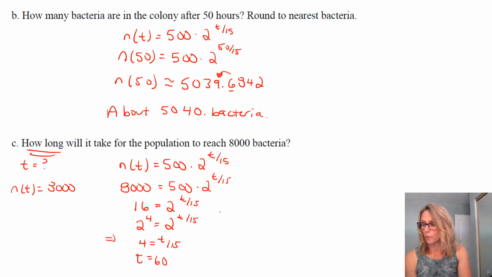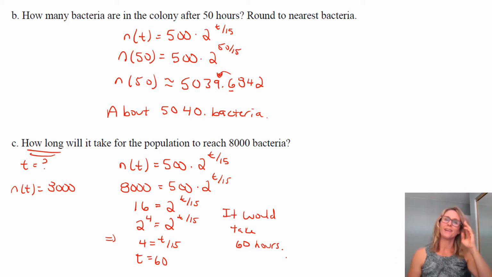So that's a nice whole number. We didn't have to do anything too crazy there. So we would just say it would take 60 hours. It makes sense because, like I said, if you start with 500, it doubles to 1,000, it doubles to 2,000, it doubles to 4,000, and then it doubles to 8,000. So realize that that's 4 times that it doubles. And since it takes 15 hours to double, it makes sense that it would take 60 hours to double 4 times to get 8,000 bacteria.